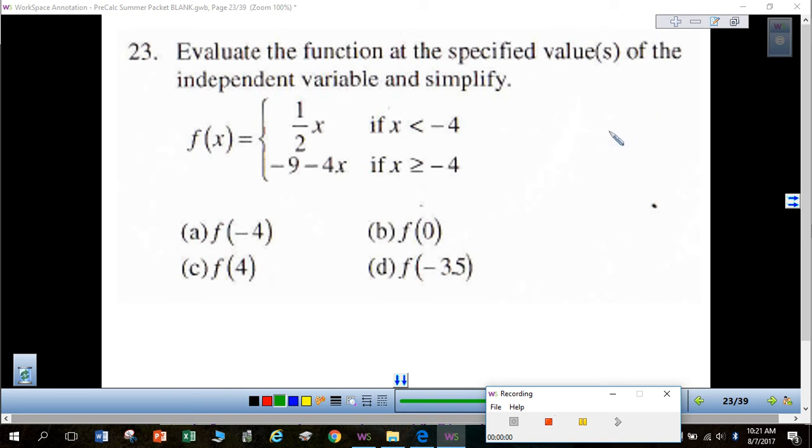So here we're looking at another piecewise function. We're going to evaluate the function at each specified value of the independent variable and simplify. So there's four pieces that we're answering. This is not a multiple choice question.